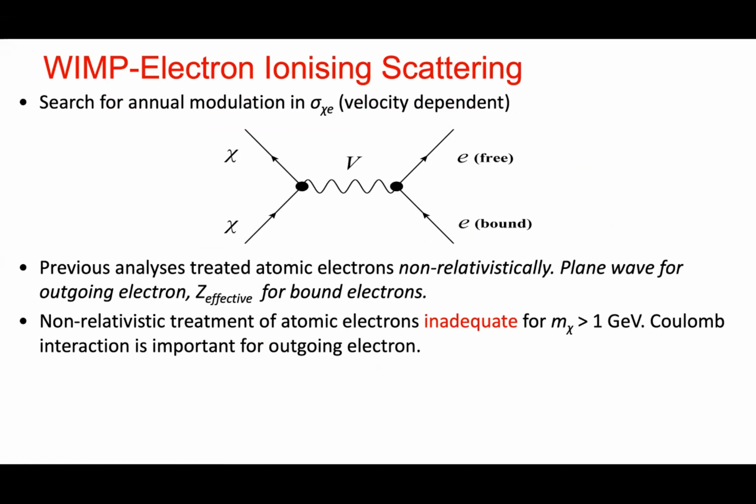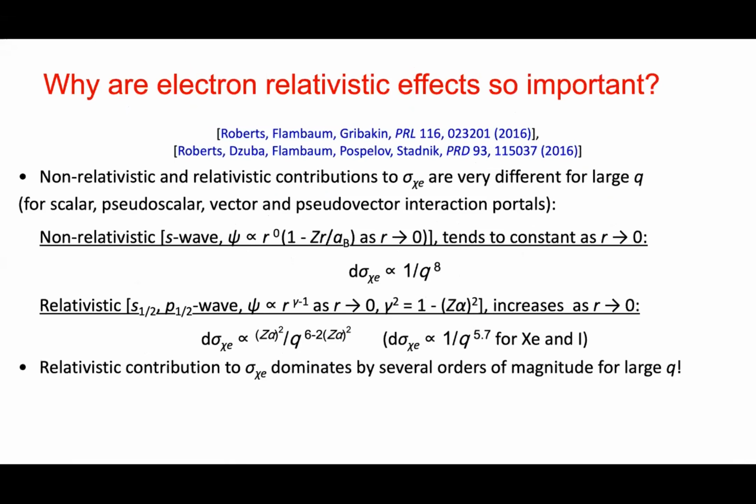So why are relativistic effects so important? We know that in non-relativistic physics, the wave function for an S-wave electron tends to a constant. And you can easily find that the limit of large momentum transfer for the cross-section is 1 over momentum transfer to the power of 8. But in the relativistic case, the behavior of the wave function is different. It actually increases as the distance tends to 0. It even tends to infinity for a point-like nucleus. And this changes the picture.